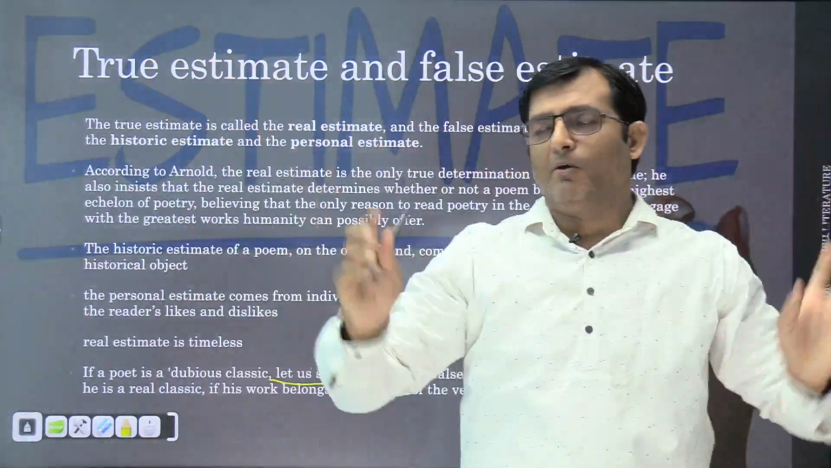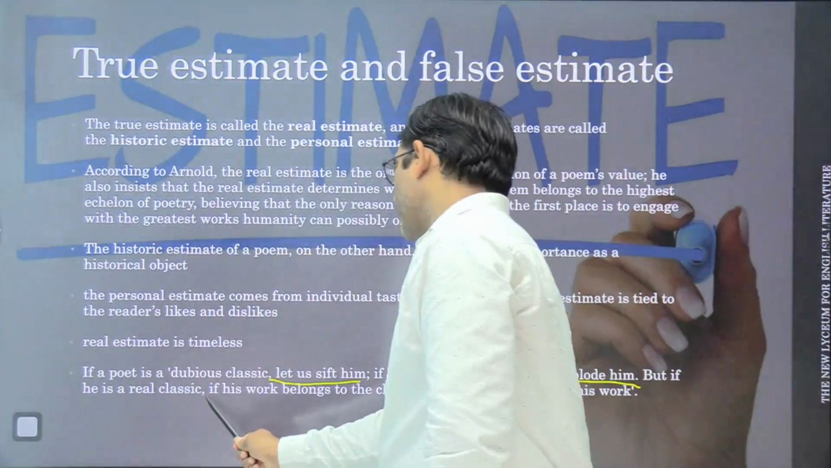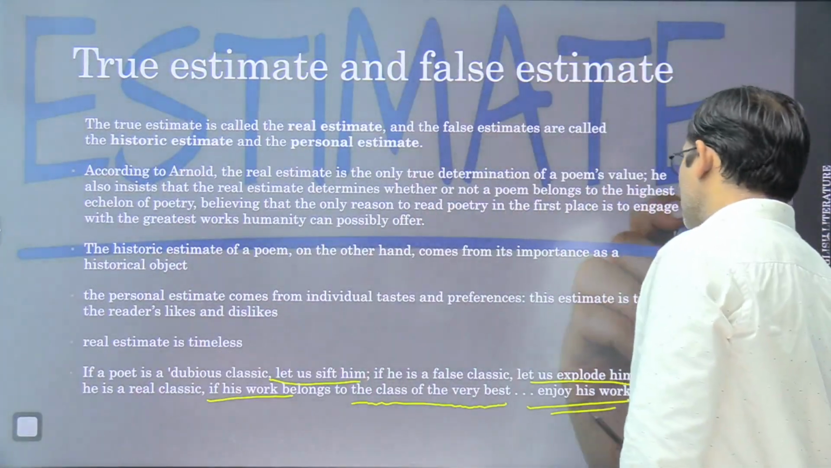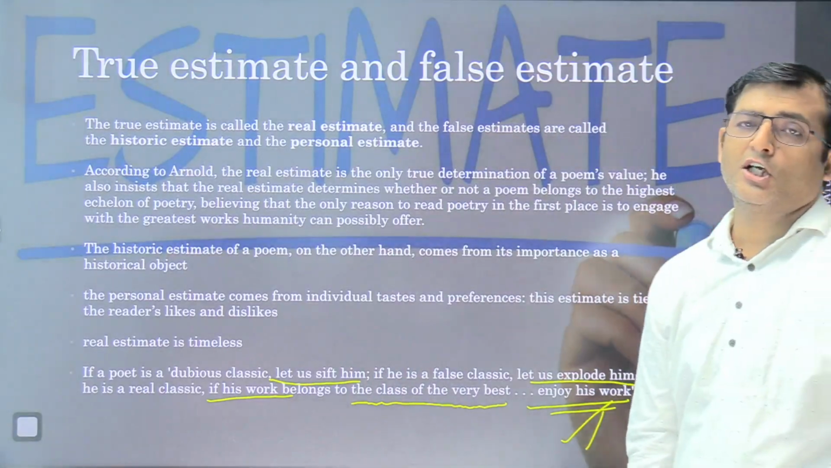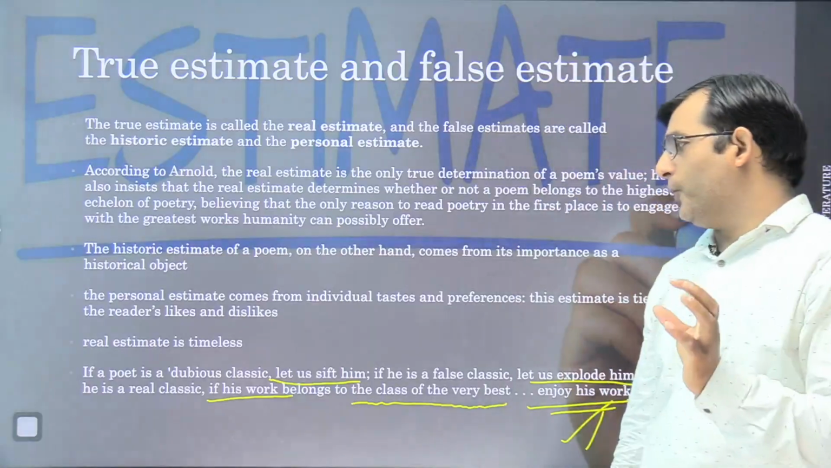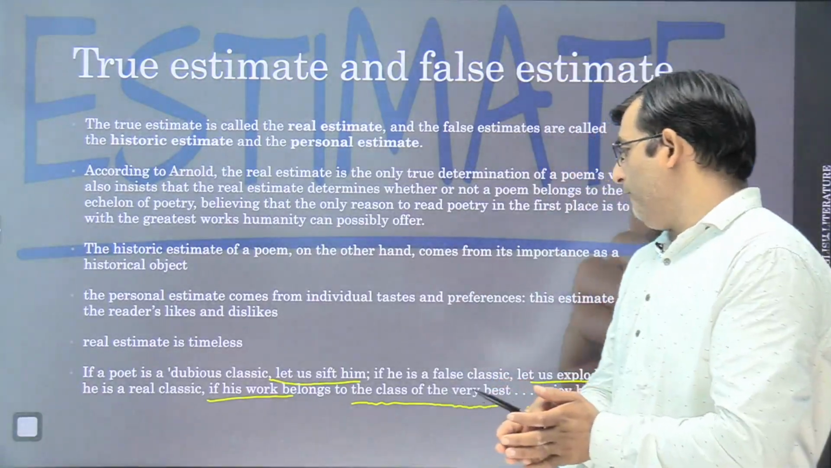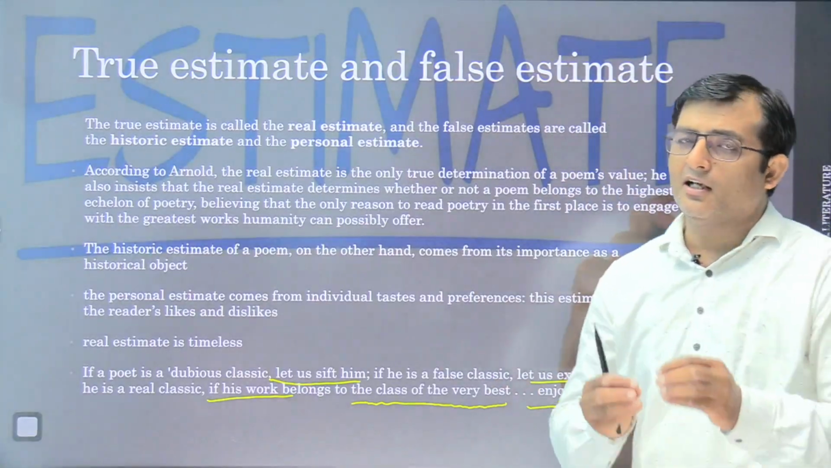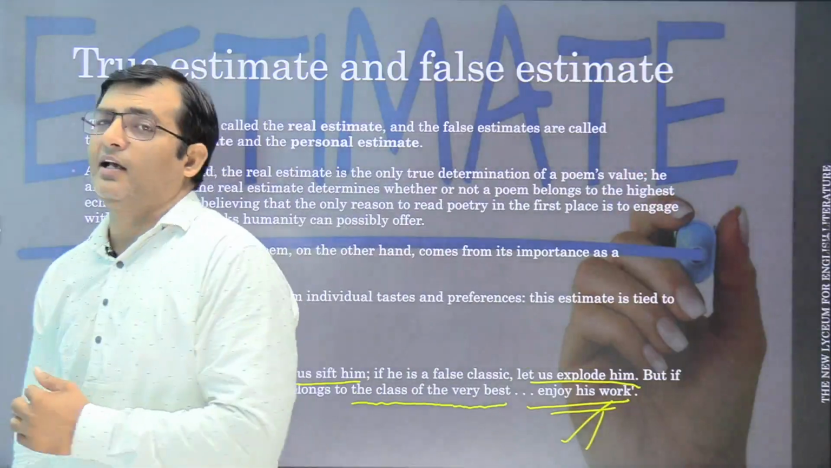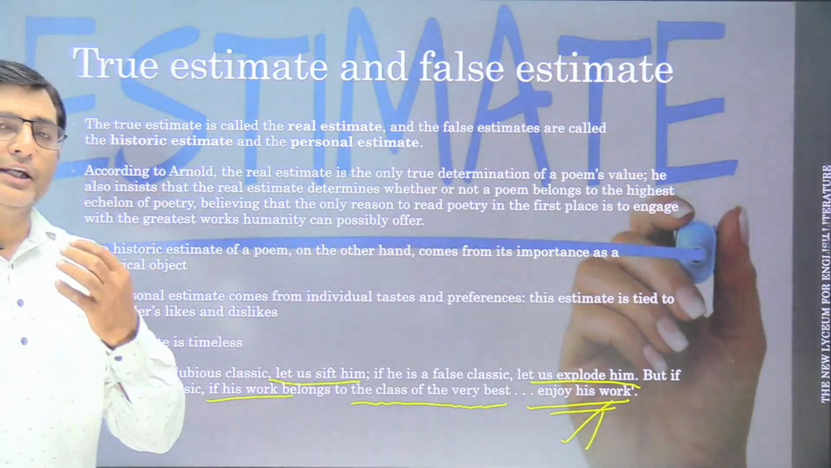हमको उसे बम से उड़ा देना चाहिए. But if he is a real classic, if his work belongs to the class of the very best, then enjoy his work. This is the suggestion of Matthew Arnold. If a poet is a dubious classic, let's sift him. If a poet is a false classic, let's explode him. If a poet is a real classic, then what should we do? Then we should enjoy his work.